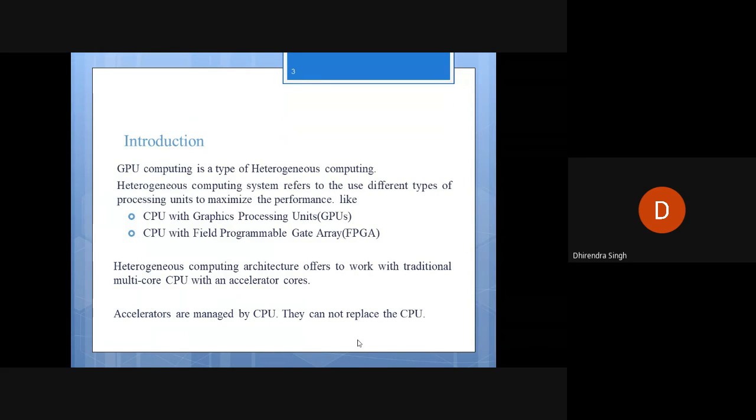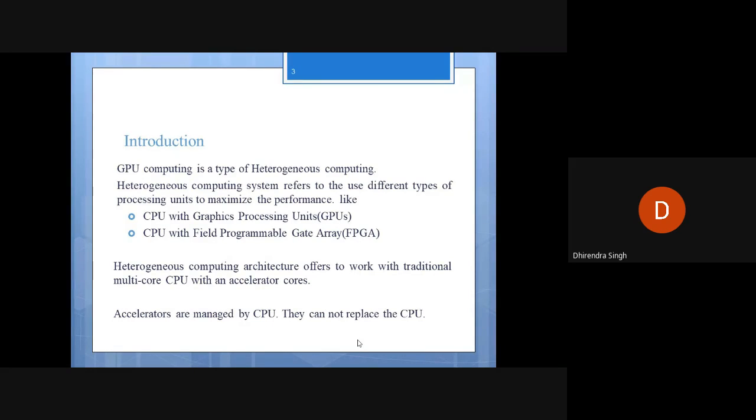Here we design application specific hardware and burn it into the FPGA, and that FPGA is associated with the CPU to speed up the problem or find a fast solution to our problem. So what is happening in heterogeneous computing? There should be a CPU, and with the CPU we attach an accelerator core. In our example of GPU computing, the accelerator core is going to be a GPU.